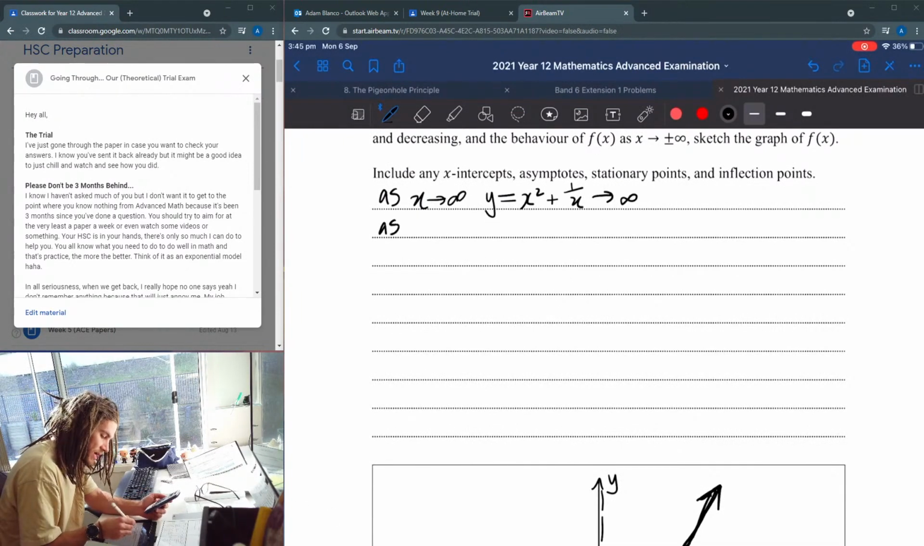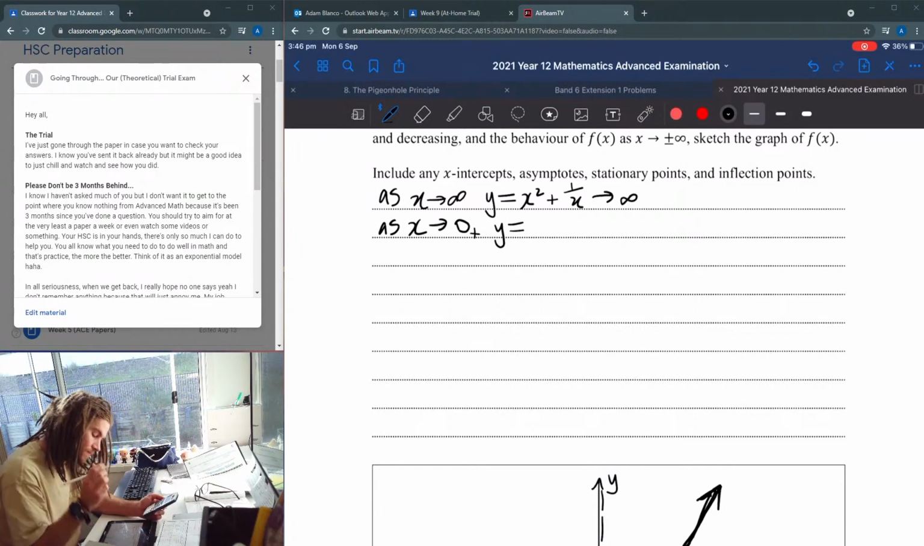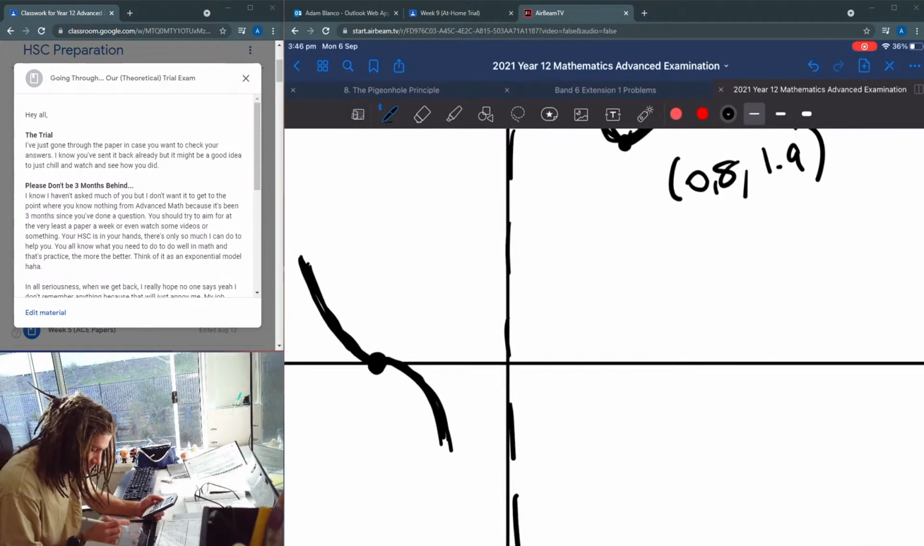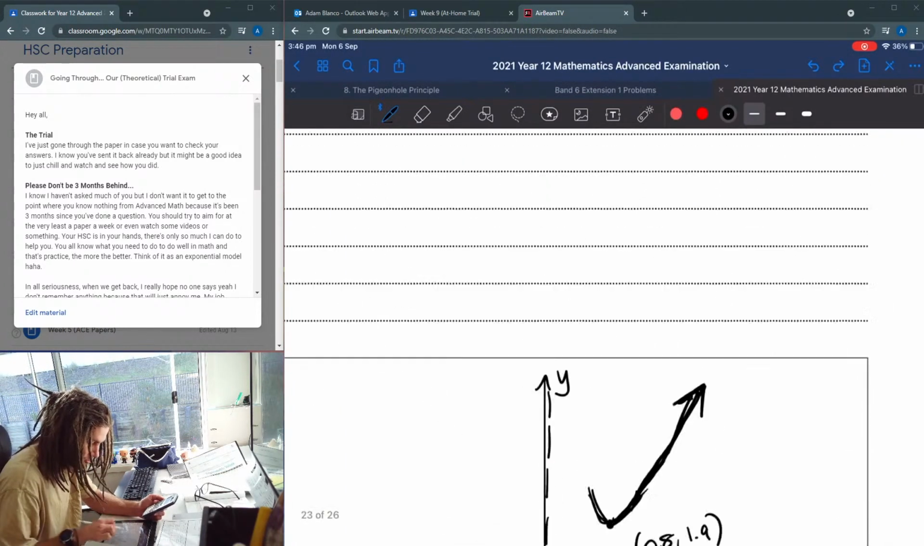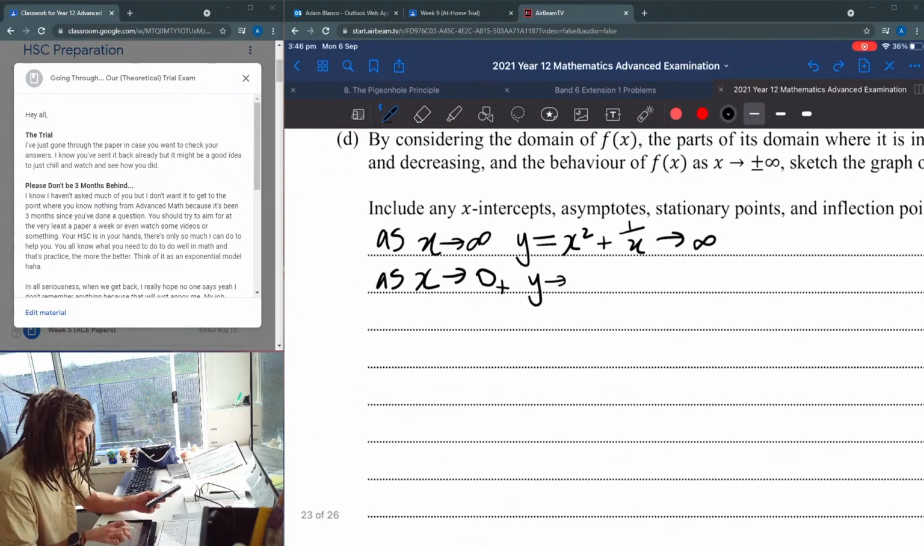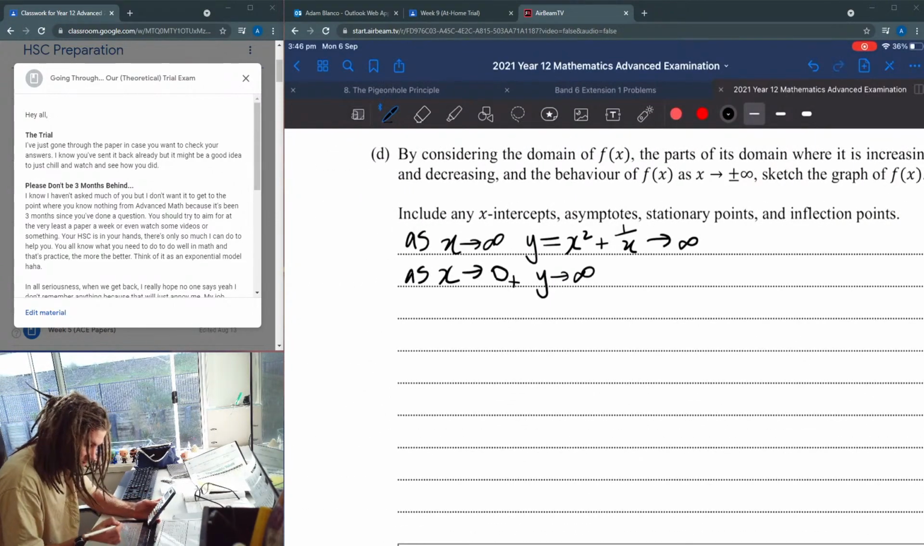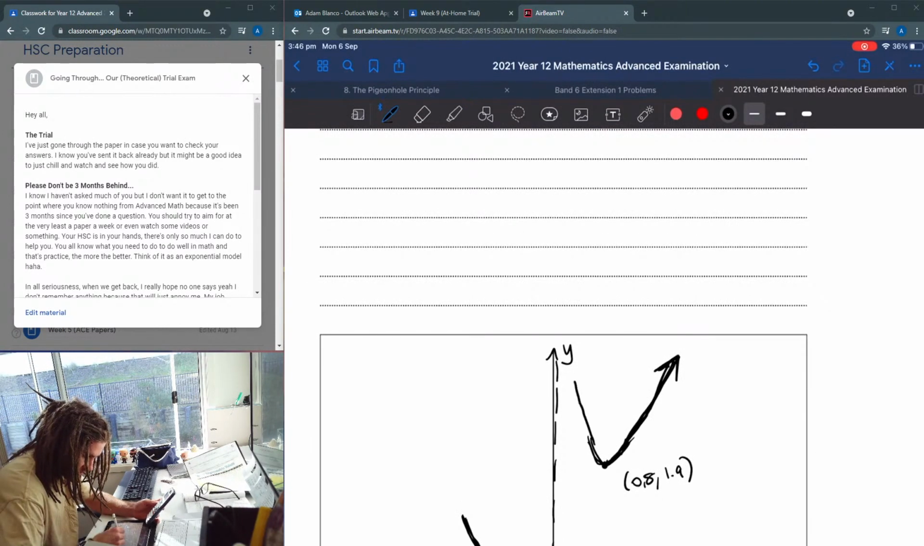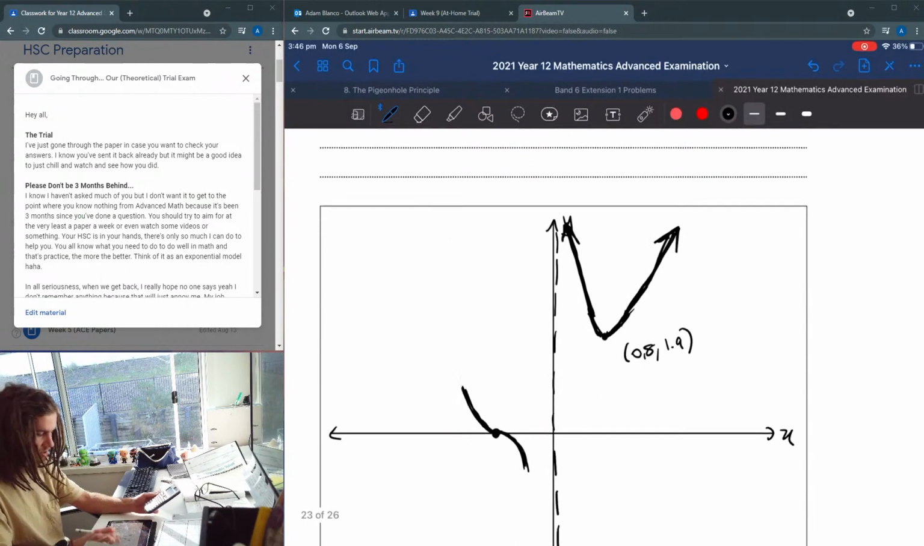Okay, now as x approaches 0 from the positive side, y approaches, so I just go something really close to 0 on this side, so 0.001. So 0.001 squared plus 1 on 0.001. Okay, that gave me 1,000. So that's also approaching infinity. So that means it's just going off to infinity. But it will never touch 0. Okay, so I've got a kind of a parabola there.